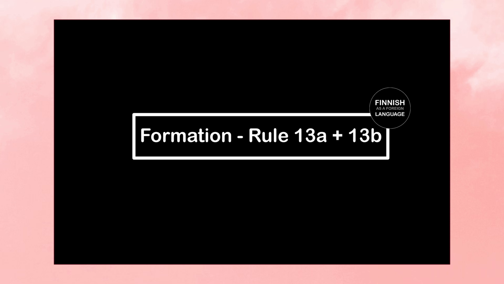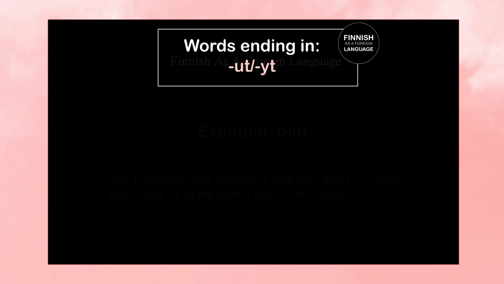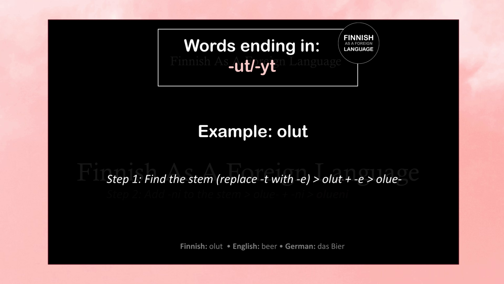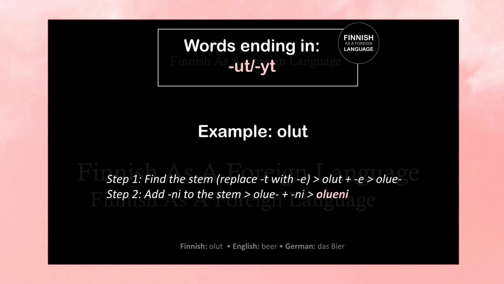And then we carry on with rules number 13a and 13b, words ending in ut or üt. For example, olut, which means beer. In order to find the stem of olut, we have to replace the t with an e. So that means olut changes to olue. And then in the second step, we have to add ni to the stem, which means we have olue plus ni, and we get olueni, which means my beer.